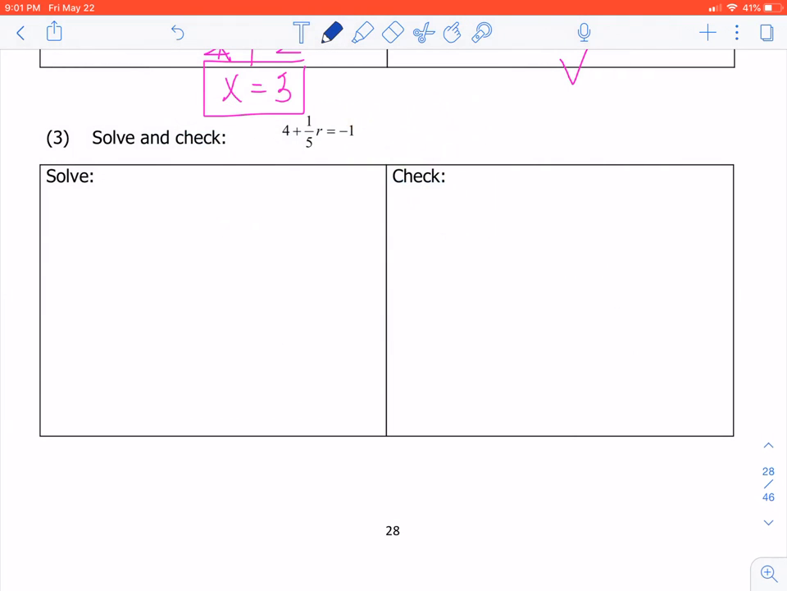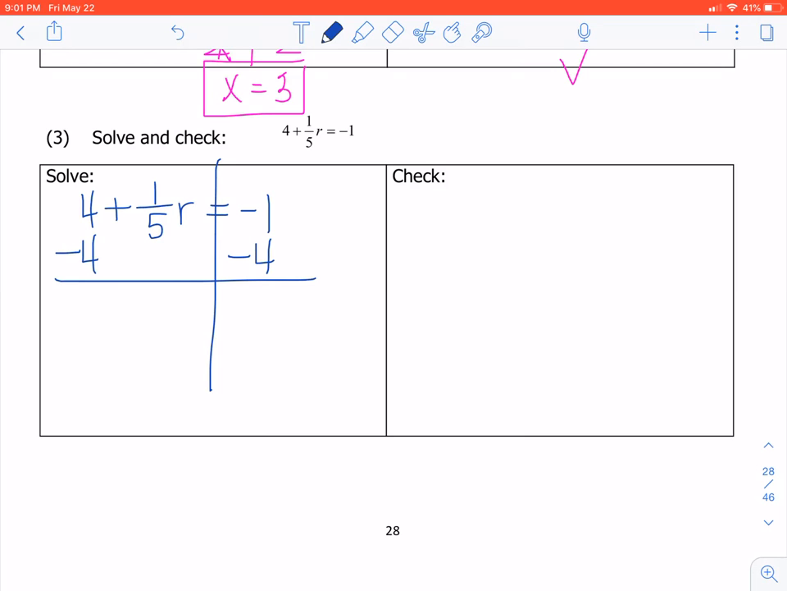All right, so now let's do the next one. We have 4 plus 1/5 r, which is equal to negative 1. Okay, so let's start by getting rid of that 4 first. Now that 4 is a positive 4, so to get rid of it, we're going to do the opposite of positive, which is minus 4 from each side, because 4 minus 4 crosses off. So I have 1/5 r equals, now on this side I have negative 1 minus 4, which is negative 5.